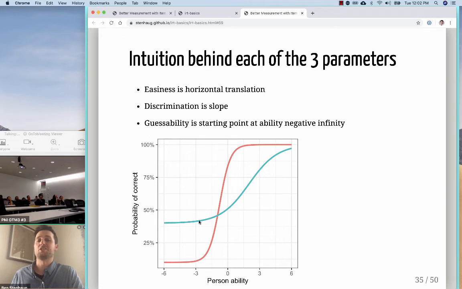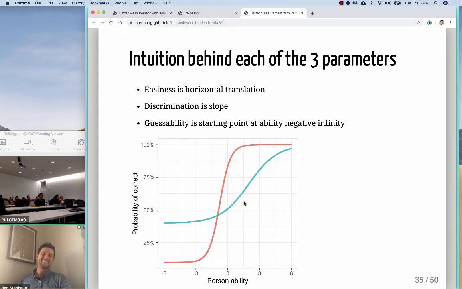Discrimination determines the slope of the curve at its difficulty level. So on this graph, this green line is a high guessability, 40%, low discrimination because this slope is pretty low, and it looks relatively hard because you kind of have to think through the guessingness of it, but the shifting happens after taking that into account.